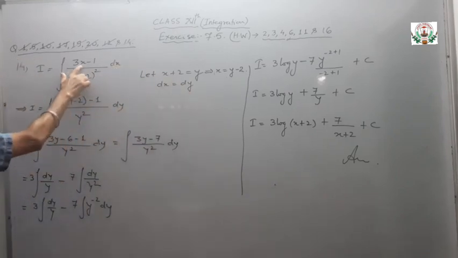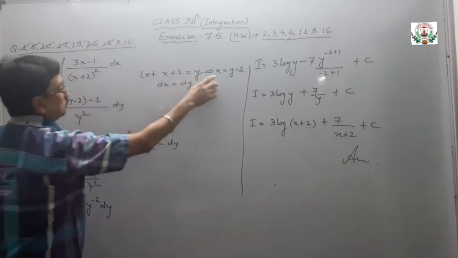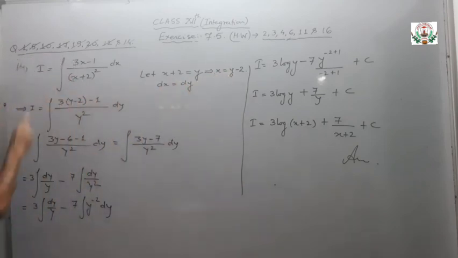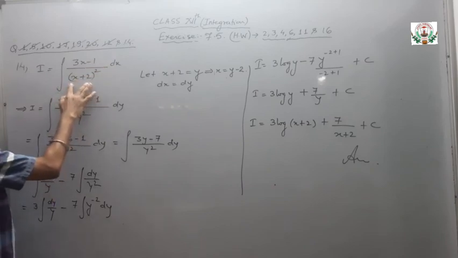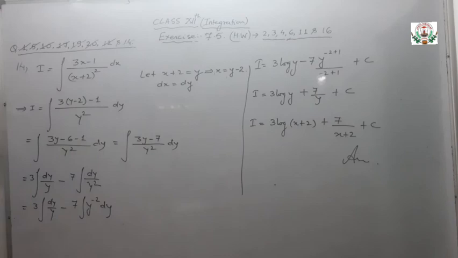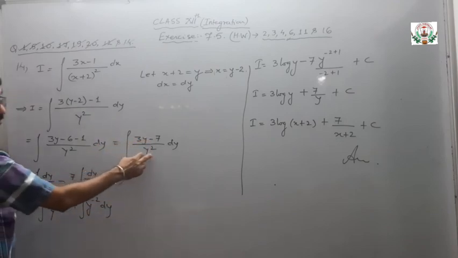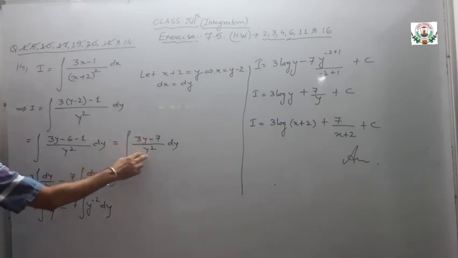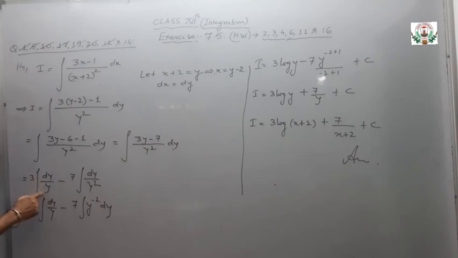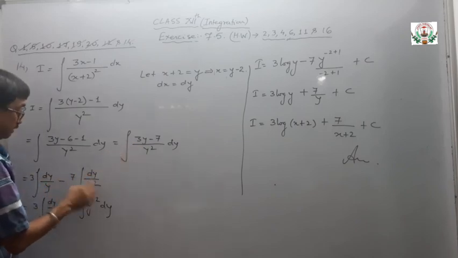In place of x in the numerator, you put x equals y minus 2, which you got from the equation, and minus 1, upon this will become a monomial term y square. Open the bracket: integration of (3y minus 6 minus 1) upon y square dy, that is, integration of (3y minus 7) upon y square. As the denominator is now a monomial term, we can separate it out.